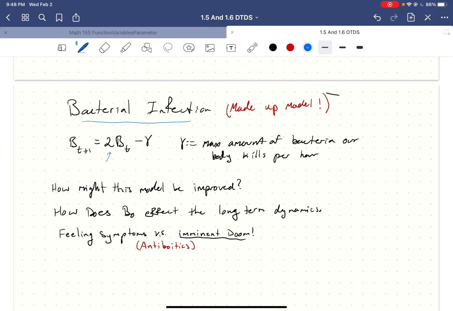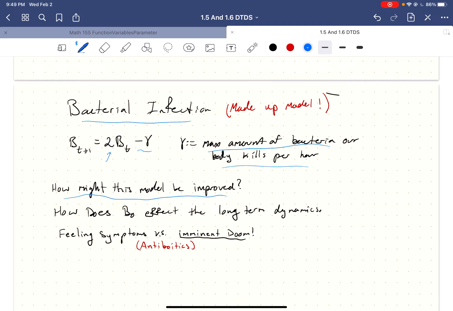But then, my body's fighting this infection, so I'm also going to kill off some amount, okay? And so gamma is just going to be the maximum amount of bacteria that my body can kill off per hour. That's just, okay, I'm on full alert here. So I just completely made this up. Right? And you might have a lot of ideas about how to improve this model, and that's fair. That's great. Be a scientist. Think about how we can better model what's going on.